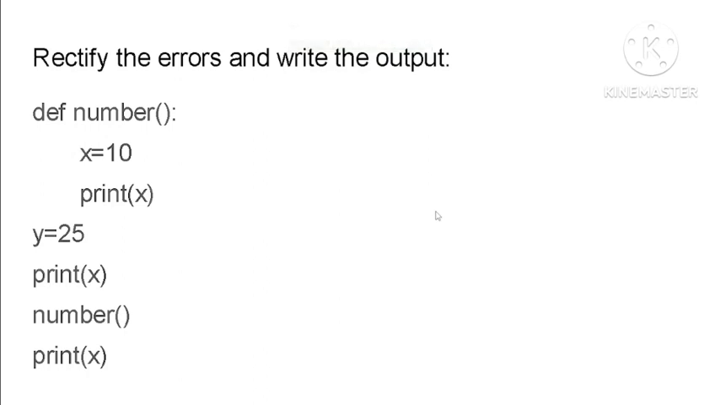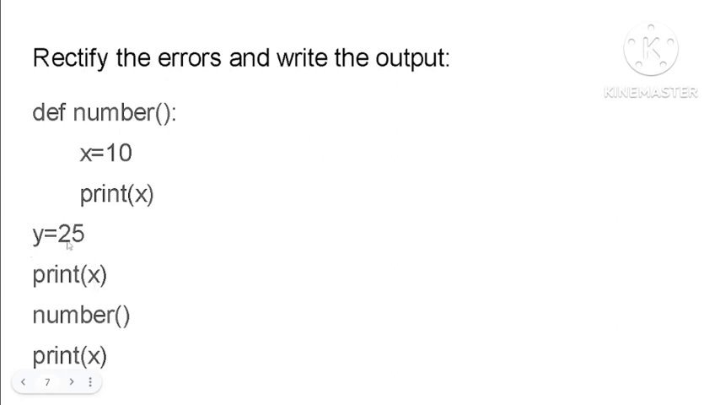Let us check the next question. def number, there are no arguments passed here. x is equal to 10. print x. See what happens now. y is equal to 25. print x. Now look at the problem here.